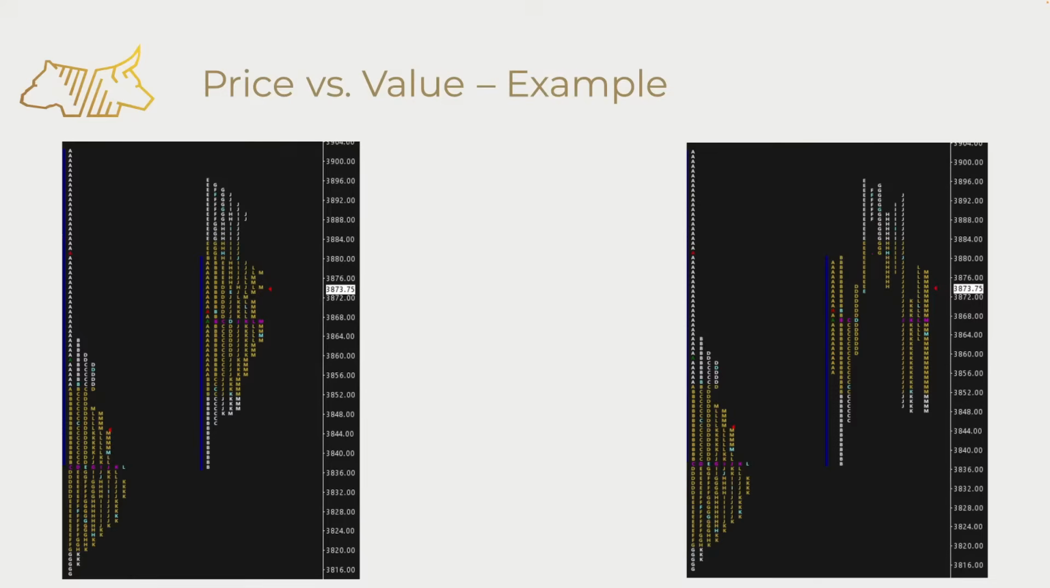This isn't a crazy complicated trade. It's a very simple trade that just took advantage of the understanding that although price was trending down, value was migrating higher. And in these situations, we almost always want to follow value.